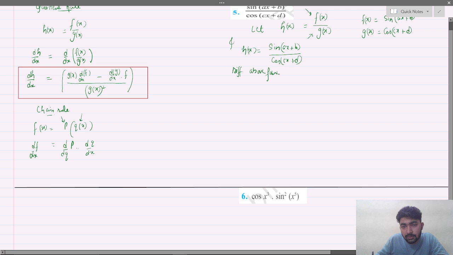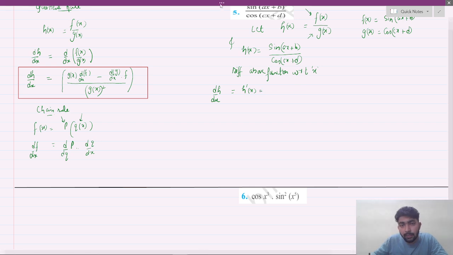function with respect to x. We need to differentiate. Clear? We need to differentiate with respect to x. So how can we differentiate? We need to apply the quotient rule. The h dash of x also represents your derivative, or dh by dx also, by this you can represent your derivative.